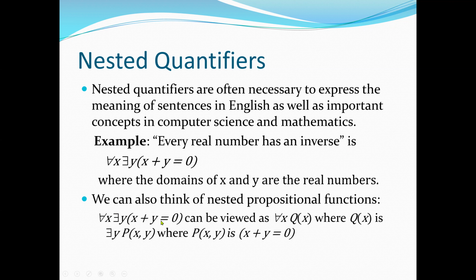We can also think of nested propositional functions. With the concept of nesting, you always see parentheses. For example, we have x plus y equals 0 in the parentheses. For all x, there exists y can be viewed as: for all x, with the quantifier of x, where the quantifier of x is there exists y with the predicate of x and y. And here the predicate of x and y is x plus y equals 0.